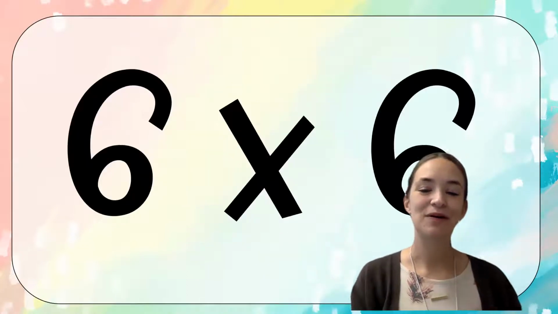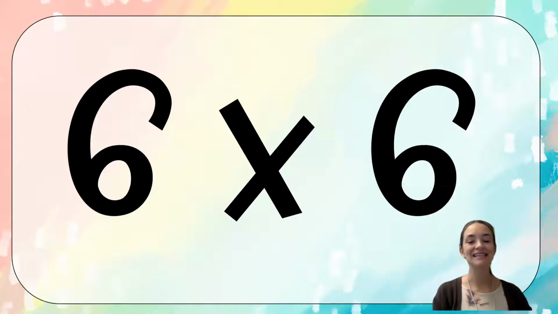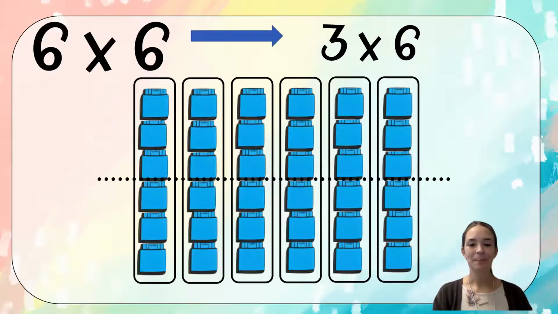The problem that we're going to be looking at is 6 times 6. Or remember, anytime you see that multiplication symbol, I need for you to think of that as 6 groups of 6. So with this strategy, I want for you to be thinking of chopping something in half and then doubling it again.